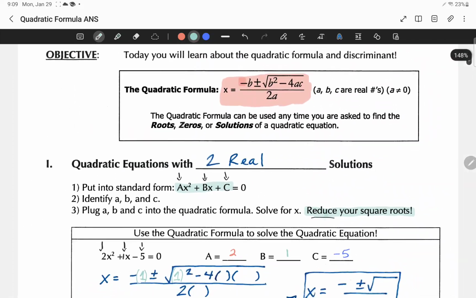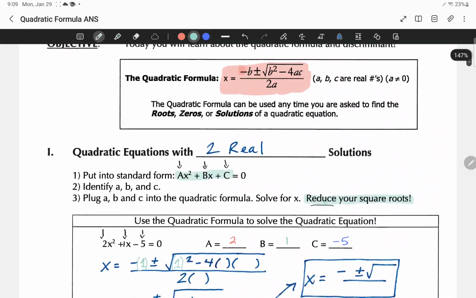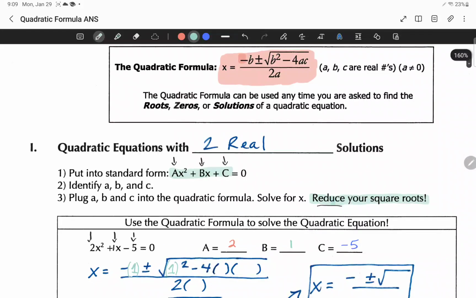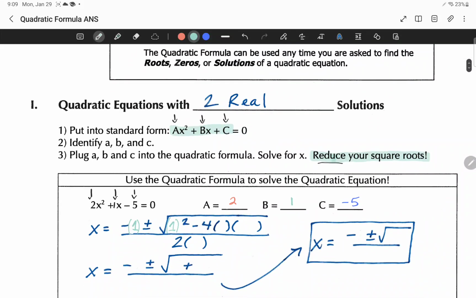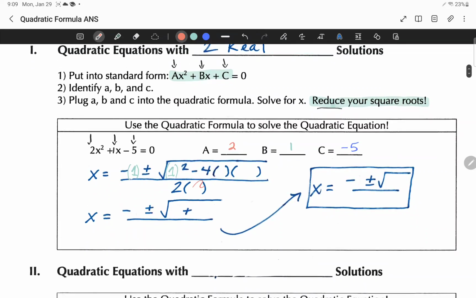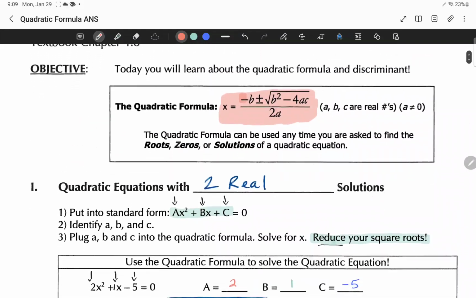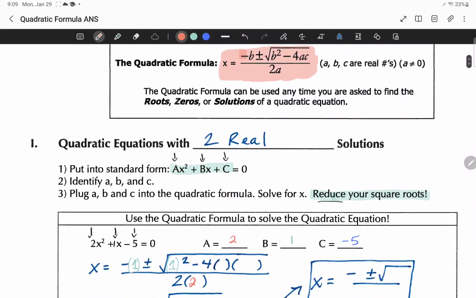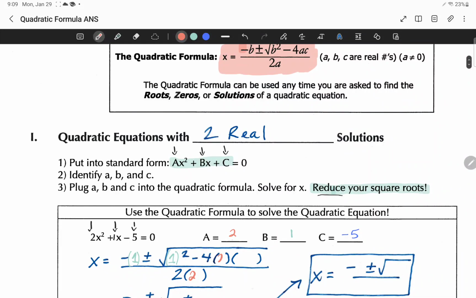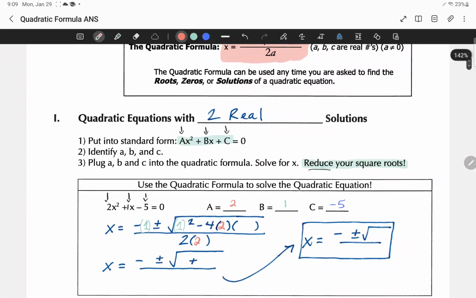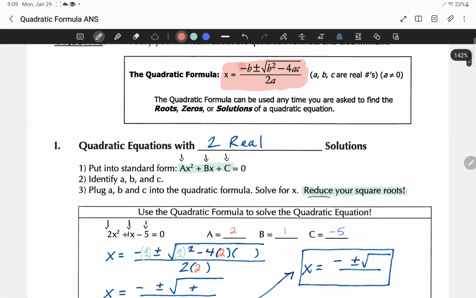All right, I substitute my B first. And then I'm going to go ahead and substitute my A. A is going to be 2. So every time I see it, it's going to be a 2 right here on the bottom. And let's look at the quadratic formula. And also I have a 2 right here. Now, the final one that we're going to do is C. So C, we know it's -5. So I'm going to put -5 right here.